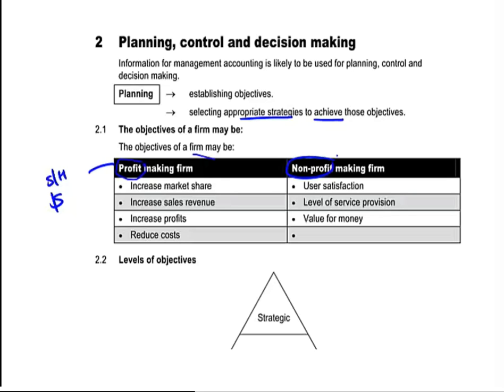Could also have objectives about how many people you're able to reach, so the level of service provision, and value for money, looking at the inputs in relation to the outputs, so how much it's costing to provide the service, perhaps on a per person or per hour basis, depending on the service. So with not-for-profit organisations then we could be thinking about government bodies, or we could be thinking about charities.